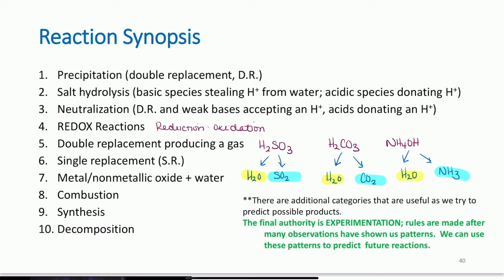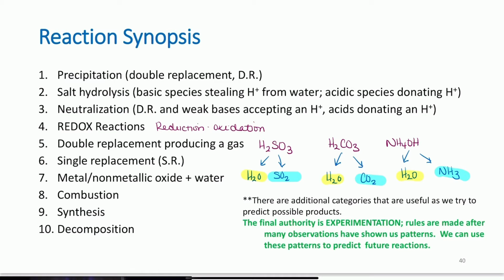We have metal oxides reacting with water and non-metallic oxides reacting with water. Combustion, you've already learned. Synthesis reactions and decomposition reactions. So again, there are additional categories that are useful as we try to predict possible products, but these are the first that we're going to really be responsible for this semester.